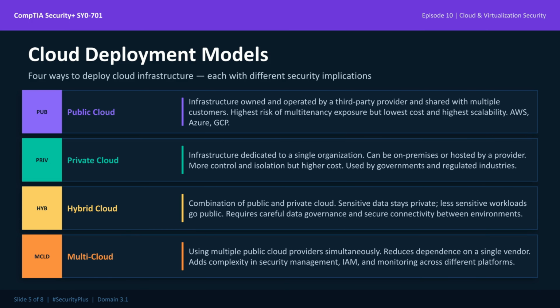Cloud deployment models define ownership and risk. Public cloud is shared infrastructure with the highest risk of multi-tenancy. Private cloud is dedicated infrastructure offering more control. Hybrid cloud combines both. Multi-cloud uses multiple public providers, increasing complexity.